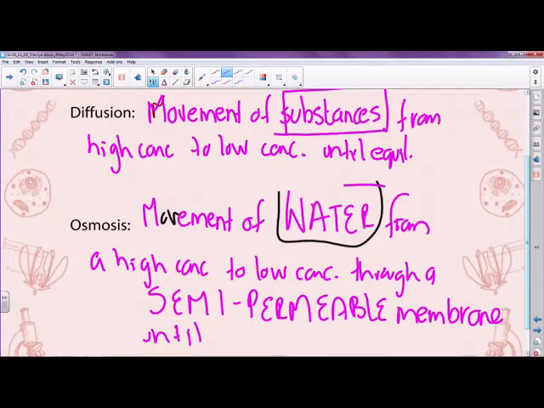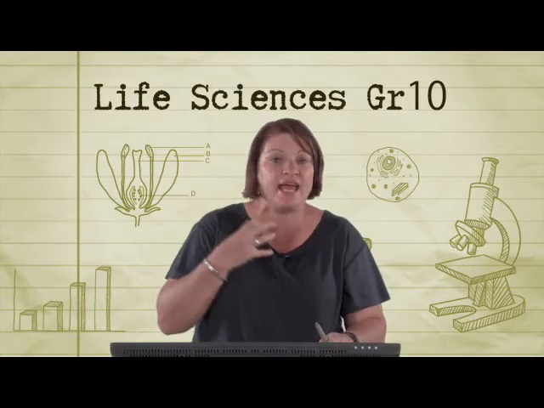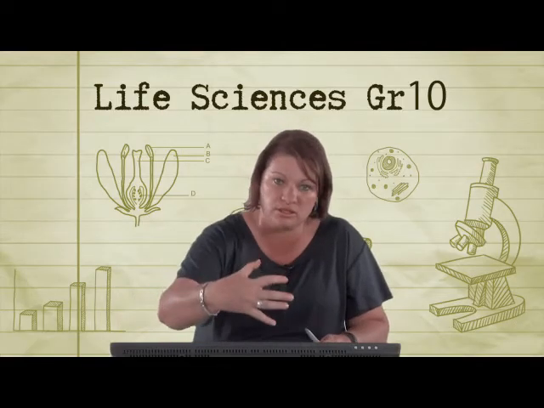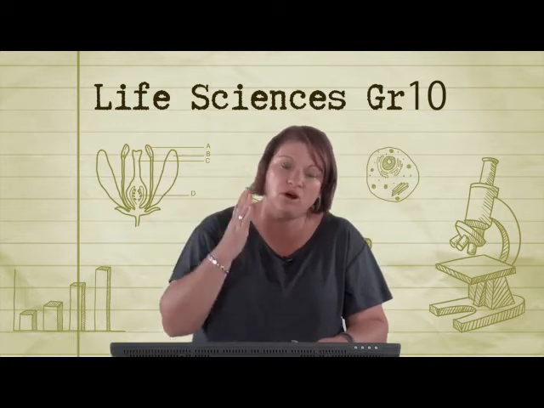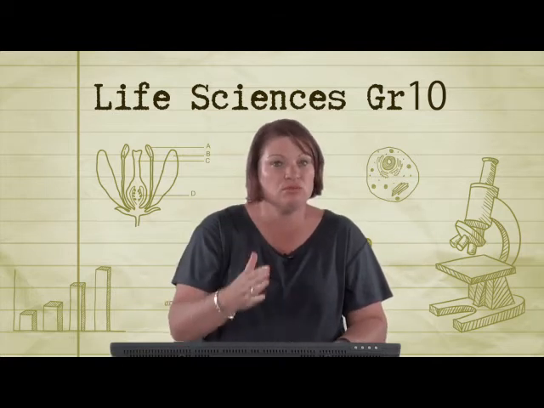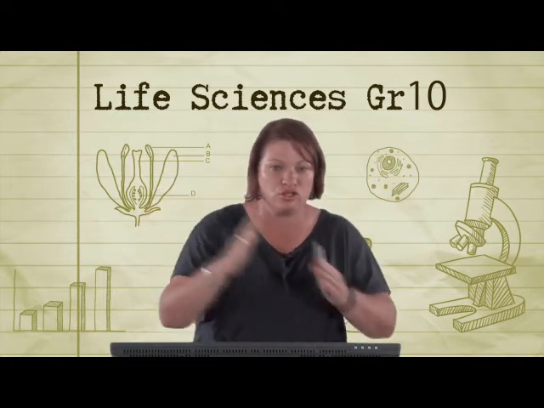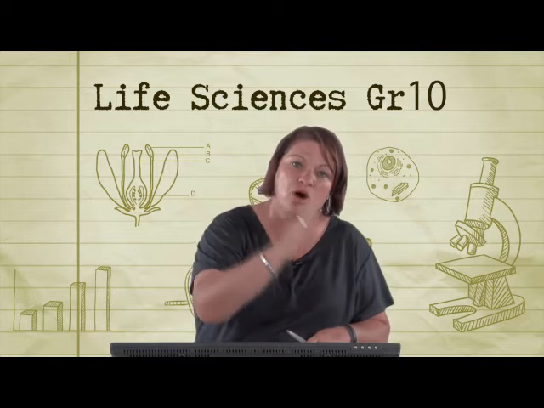I'm not going to write all of that out, it's a waste. So you need to understand, with diffusion, we do not have to cross a cell membrane, and it can be gases, it can be liquids. Where we look at water, osmosis is the movement of water from a high concentration to a low concentration, but we must pass through the cell membrane.